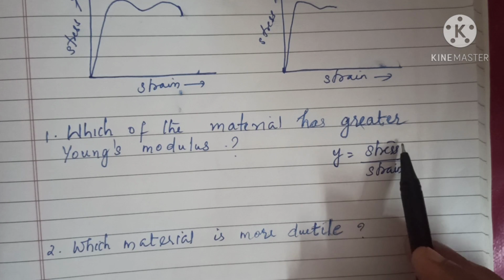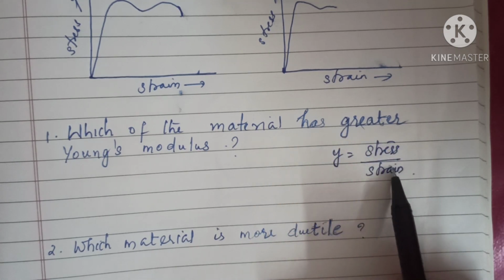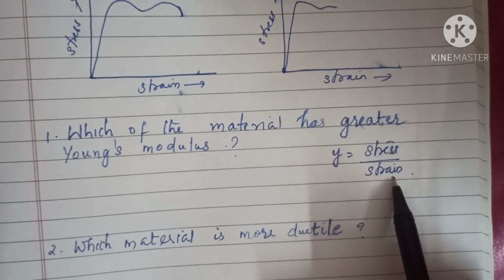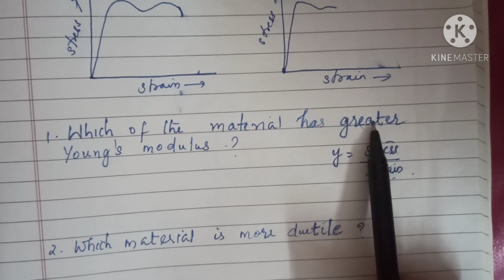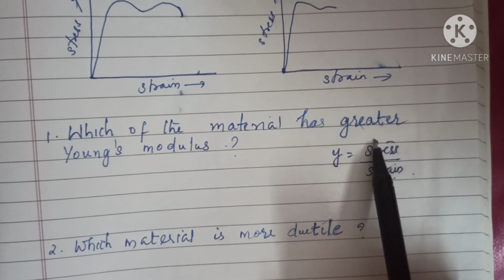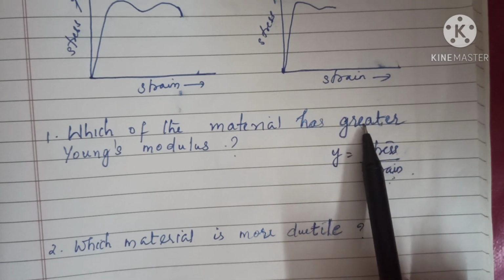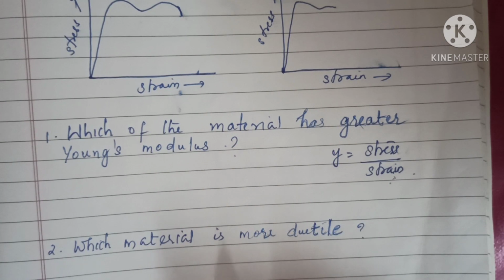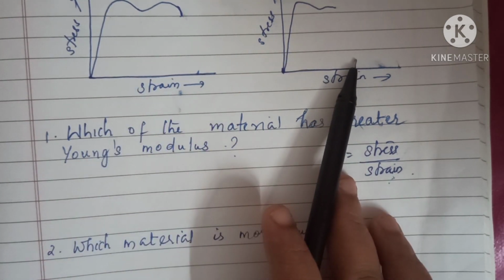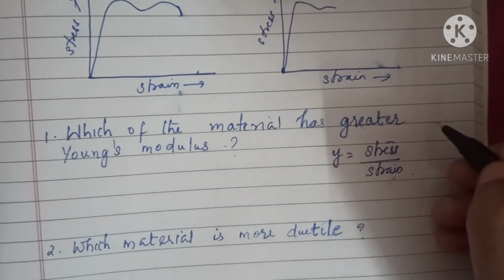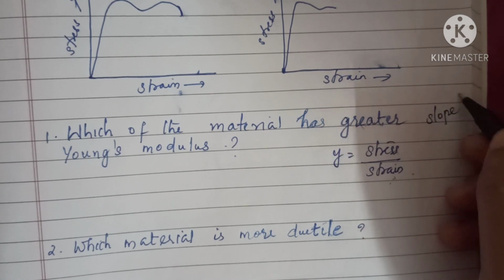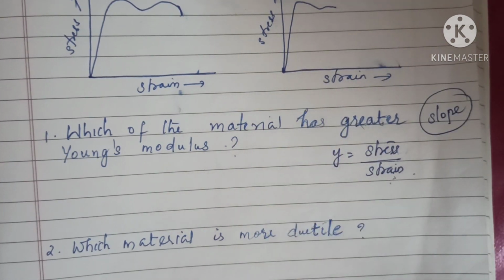So stress by strain, in this term, if the stress is more than strain, we will get a higher value for Young's modulus, isn't it? Understand? If the stress, that is the numerator part, is greater than strain, you will get higher Young's modulus. In that way you can check. Otherwise, you know the slope of the graph. You have studied in your 10th standard. How will you find slope?